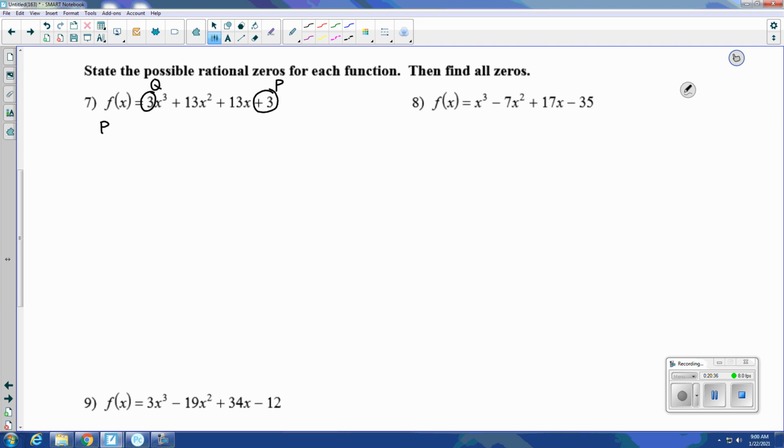So p's are all the factors of that constant, so plus or minus 1, plus or minus 3. The q's are all the factors of the leading coefficient, which are the same in this case. So my potential rational zeros are plus or minus 1, plus or minus 1/3, plus or minus 3. So I only have 6 potential zeros. I'm going to evaluate the polynomial that I'm trying to solve at these potential rational zeros.